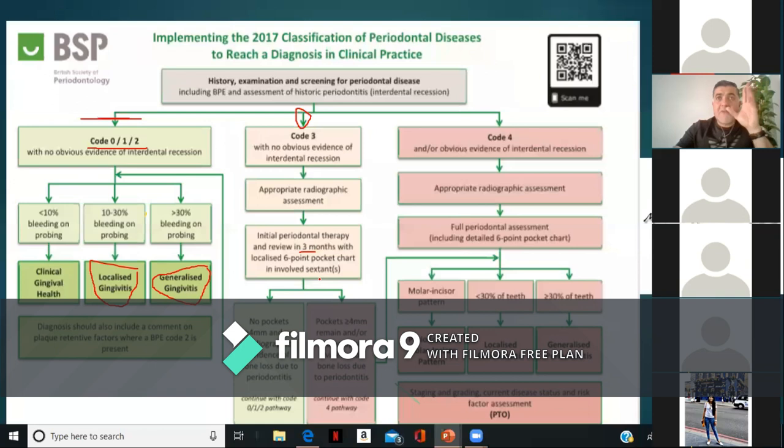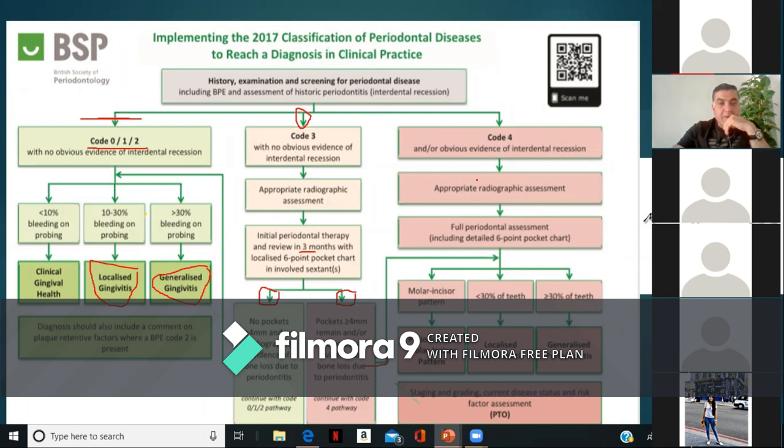Because for most code 3 cases in general dental practice, if you do scaling and polishing, good cleaning, good oral hygiene, and remove any factors, then review in 3 months, at this point you do the 6-point pocket charting. You will assess the probing depth, bleeding on probing, any recession, anything. If the patient is okay, then you don't need to refer to the specialist. This is how I want you to think about it. But after 3 months, if the 6-point pocket charting shows active disease, there is pocketing, things are not good, then you will refer or treat as code 4.